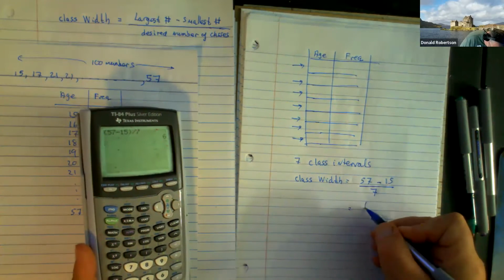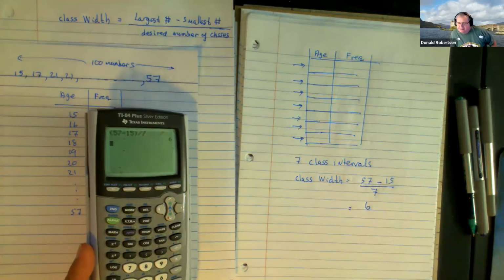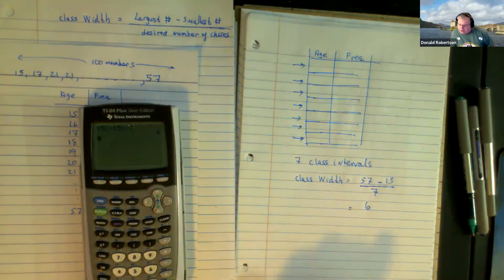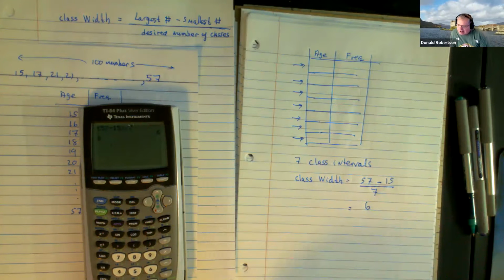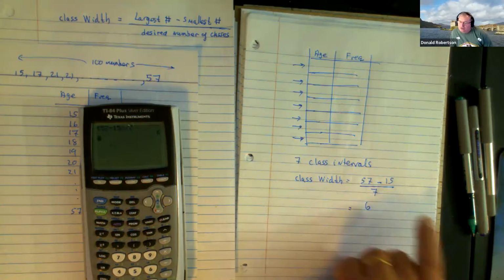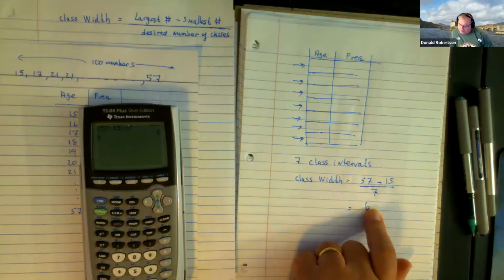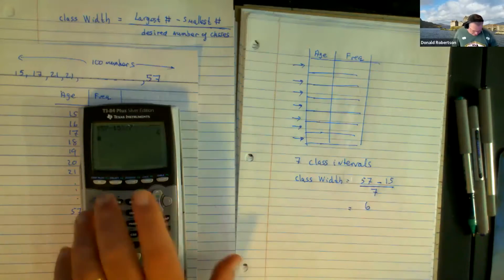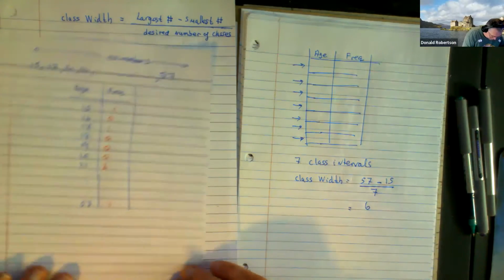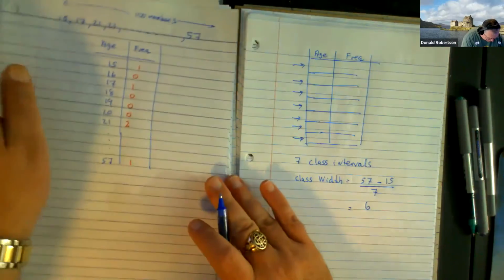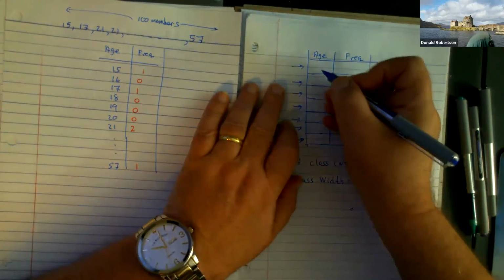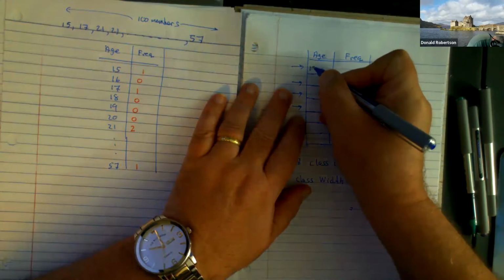And by sheer luck, not planned, I got the answer 6. Can you imagine that most of the time you're going to get 5.91 and 6.32? You're going to get decimals. So what you do is you round it off to the nearest number. In this case, it's exactly 6. That is great. So what you now do is you look at your data, and you start your interval at the first number.